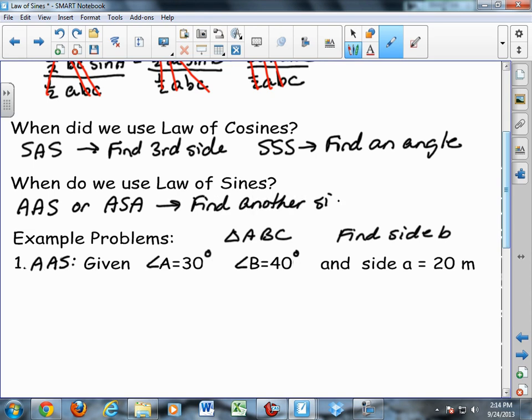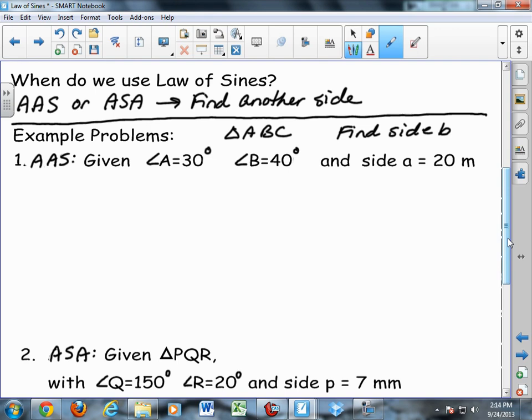So let's look at a couple of examples here. The first example, I have an angle angle side triangle. In other words, I know 2 angles and then a side. So I have an angle of 30, an angle of 40, and then I have a side of 20 that's opposite the angle 30. So I'm going to try my best to draw this. There's an angle of 30. So there's my angle A. Then next to that I'm going to have an angle of 40.